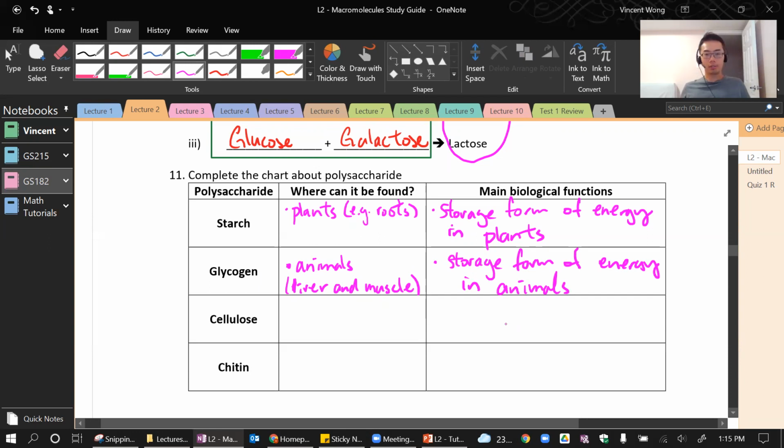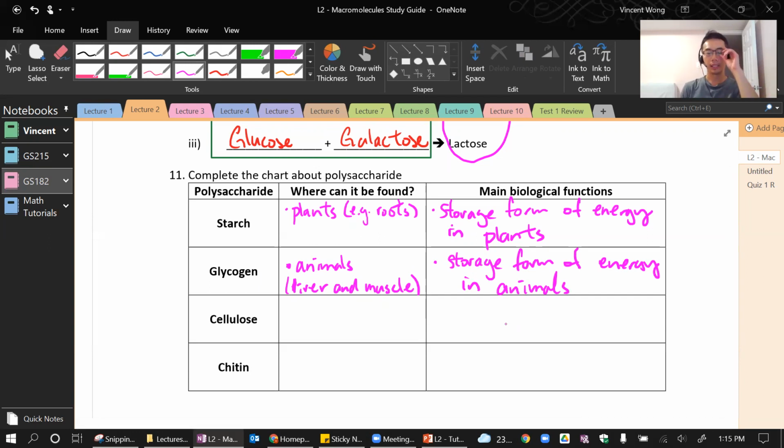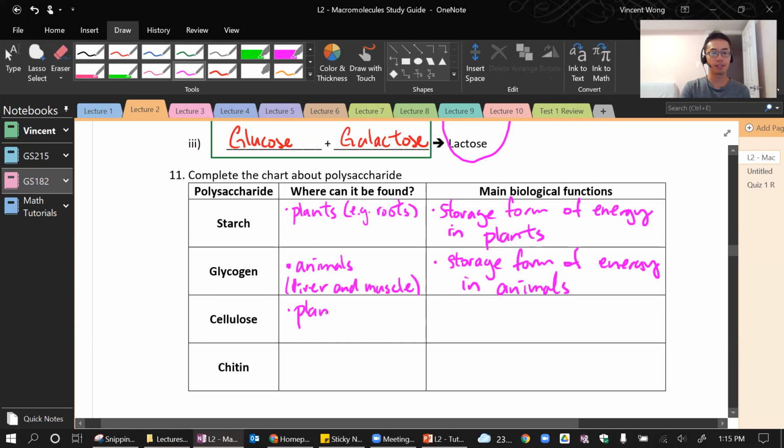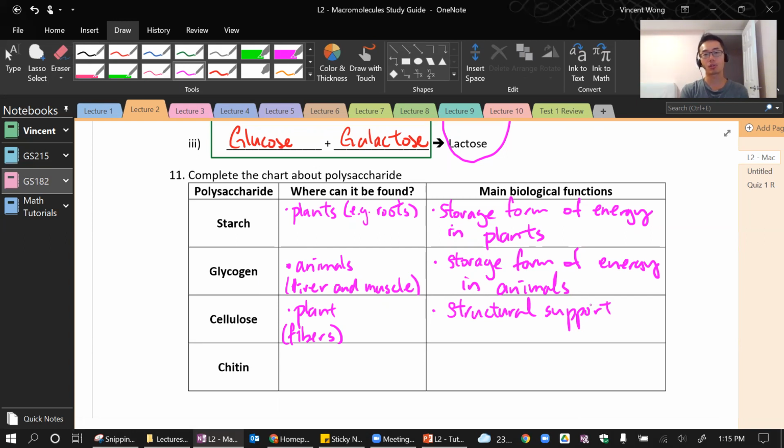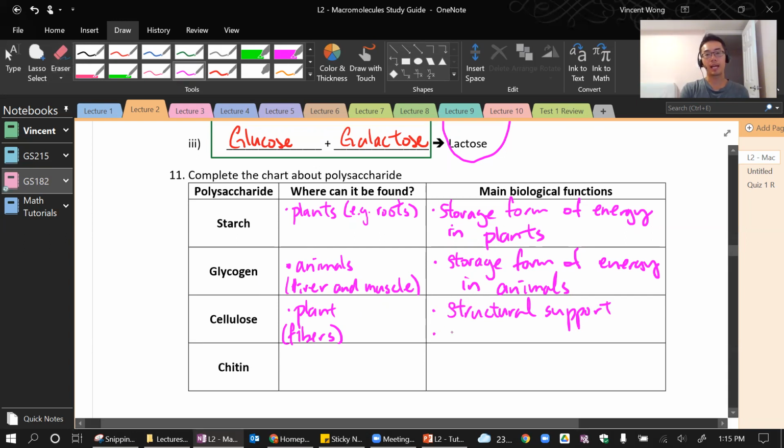Cellulose. Can somebody tell me where we can find cellulose? Very good. So a lot of people say plants. Yep. So you will definitely find them in plants, in the fibers, for example, right? Fibers. And the major function is structural support. So the plant's not gonna fall over, right? All those tree barks, all those hard parts of the stem, right? Those structures are cellulose, okay? And it also forms cell wall.